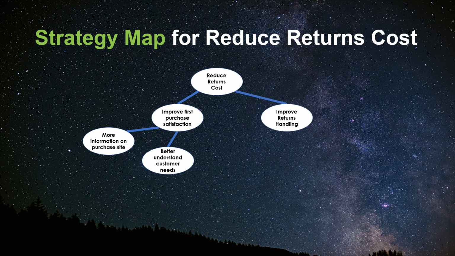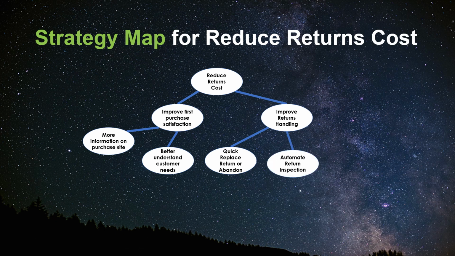These strategies themselves may devolve into a variety of relatively lower-level strategy objectives, such as quick replace, return, or abandon. Or number two, automate return inspections. Or number three, automate return disposition. When fully described, these objectives may be an adequate foundation on which to mount an initiative, or they may need further deep composition.